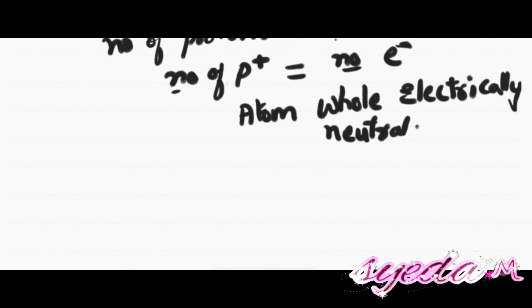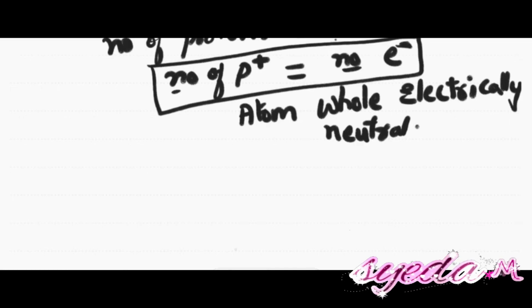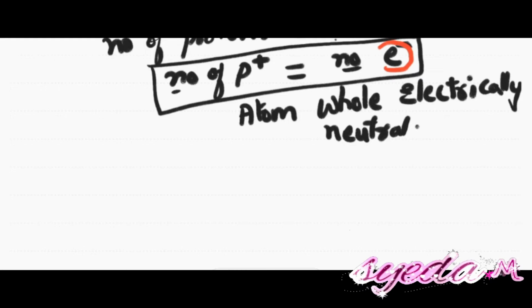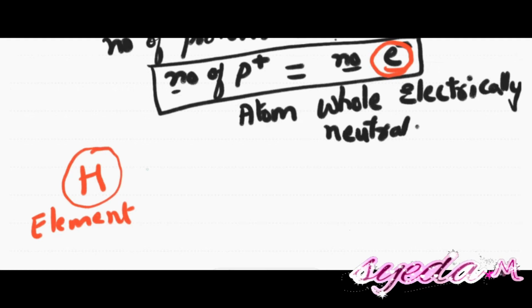Now, the number of protons is also equal to the number of electrons. Now, this electron is negatively charged. If you take an example of hydrogen, this is the element hydrogen. H is the symbol of hydrogen. This is the symbol of hydrogen. Now what is the name of the element? Hydrogen.